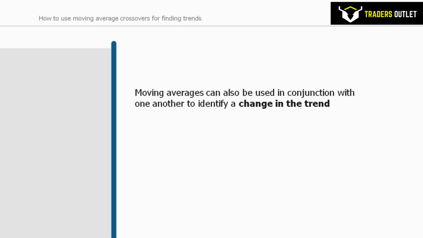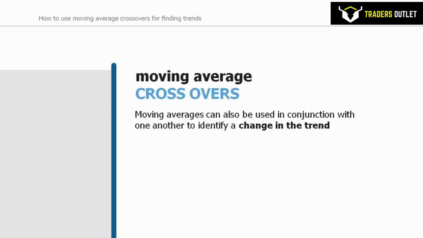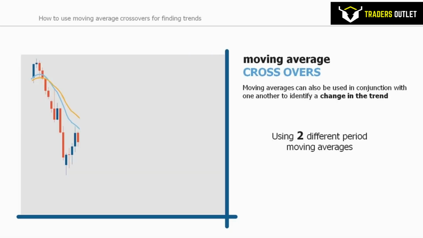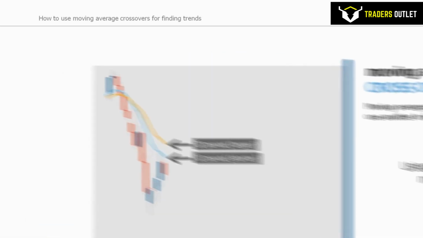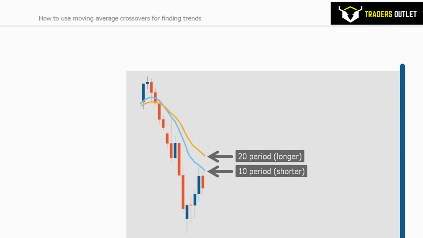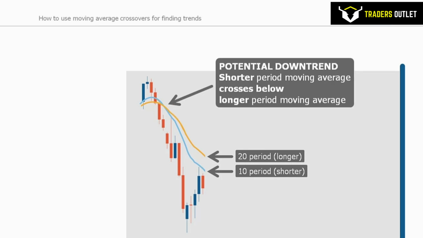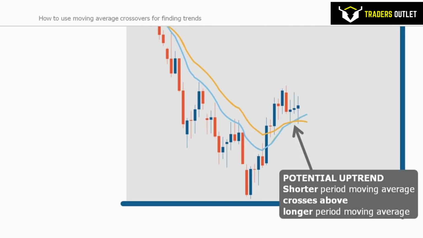Moving averages can also be used in conjunction with one another to identify a change in the trend. These are called moving average crossovers. You can do this by using 2 different period moving averages. For example, a shorter 10-period moving average and a longer 20-period moving average. Look for when they cross each other. If the shorter period crosses below the longer period moving average, this indicates the start of a potential downtrend. And when the shorter period crosses above the longer period moving average, this indicates the start of a potential uptrend.